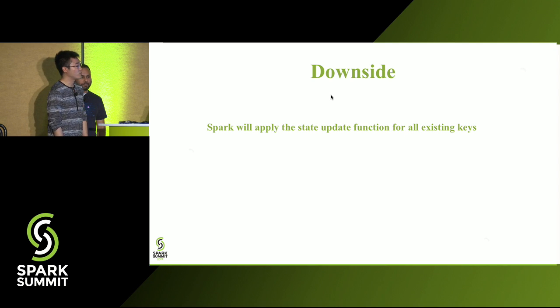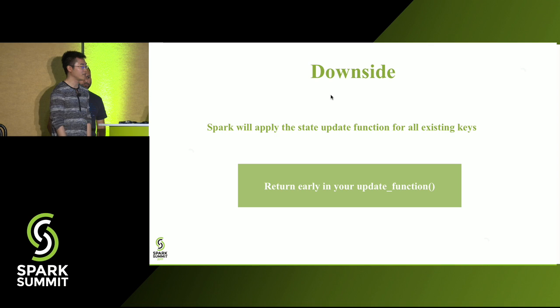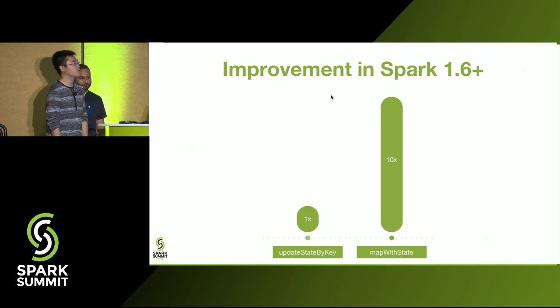And well, to mitigate this, there are two solutions here. The first one is just please return really early in your update function. If you detect there are no new events coming, please just exit in your update function. And then for those Java and Scala programmers, well, it's unfortunate for us, we use Python. It's not available to us.